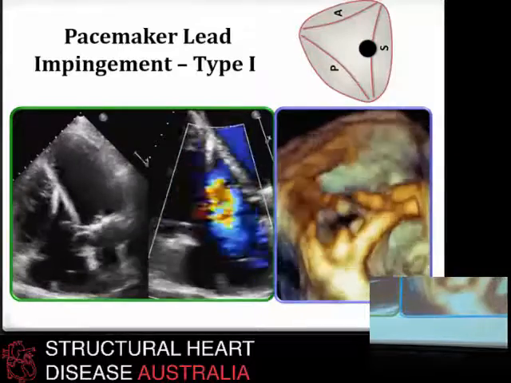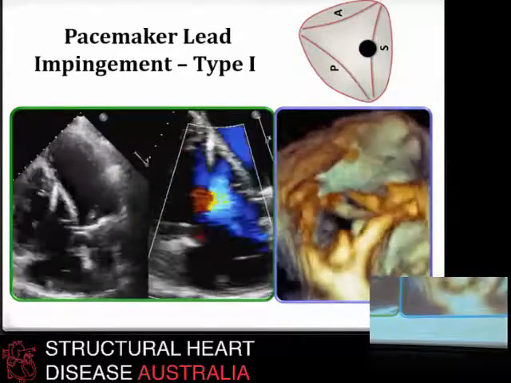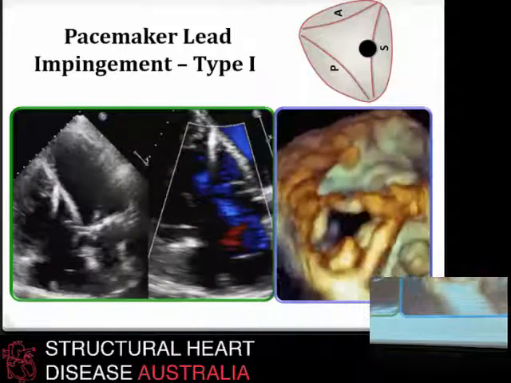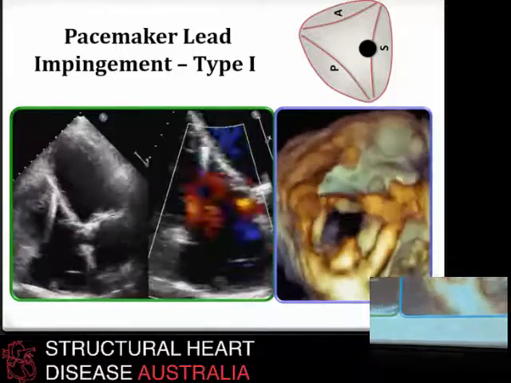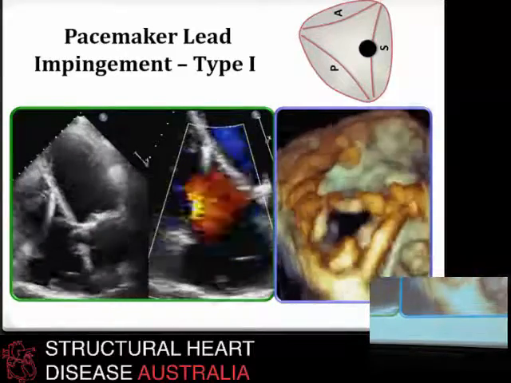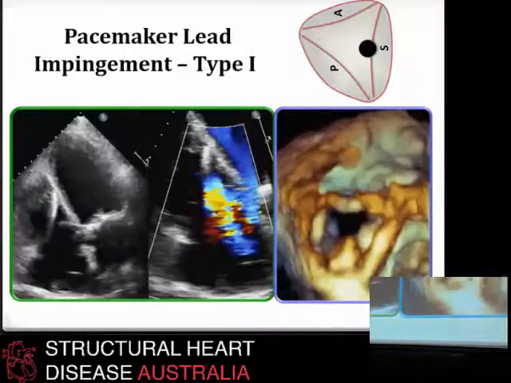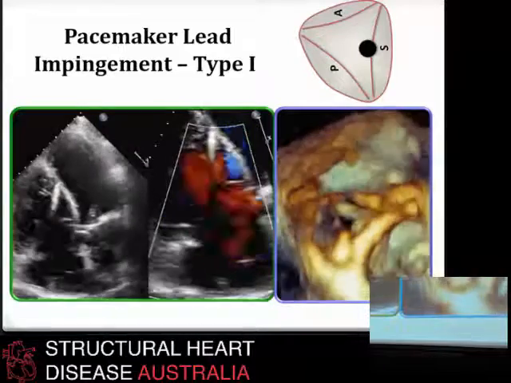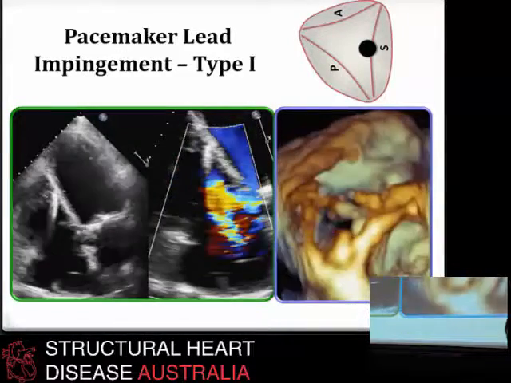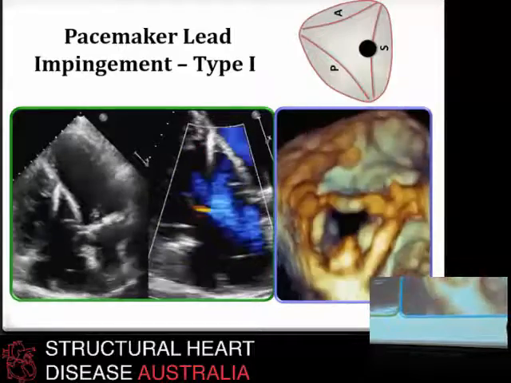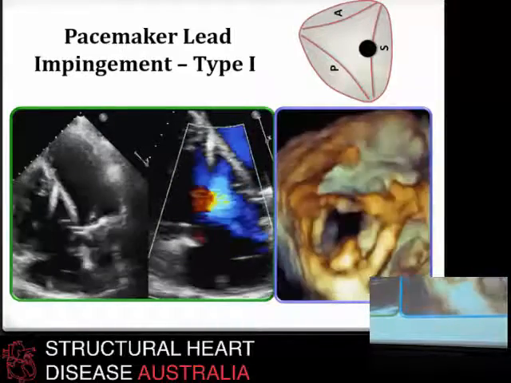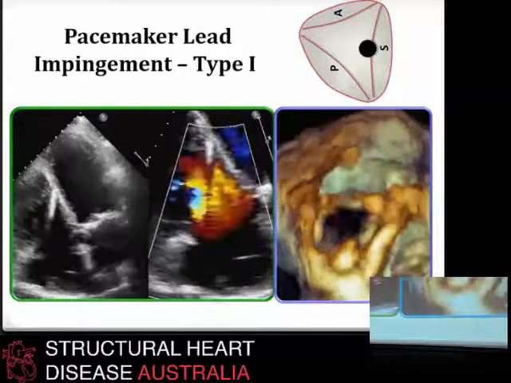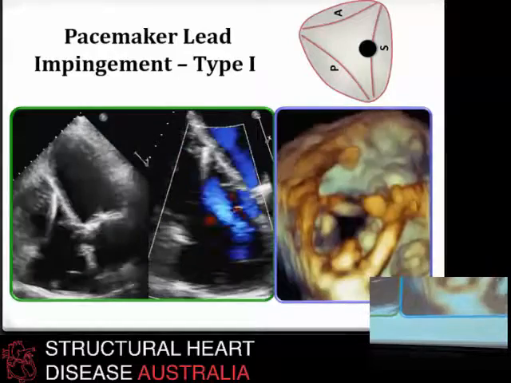In this case, transesophageal imaging has been very helpful in determining the precise etiology of this tricuspid valve dysfunction. It's clear from the two-dimensional images on the left that there is significant tricuspid regurgitation in the context of a pacing lead, but it's not until we examine the three-dimensional image in detail that it's clear that the cause of the tricuspid regurgitation is impingement of the septal leaflet by the pacing lead.